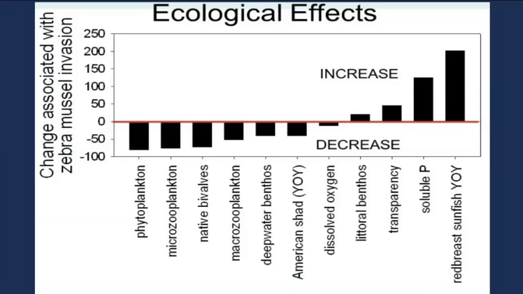This is another graph that displays the ecological effects that have been brought on since the zebra mussels were introduced to the Hudson River ecosystem. As you can see, phytoplankton and zooplankton levels have decreased, and soluble P has increased, and other things that have changed the chemistry of the water.